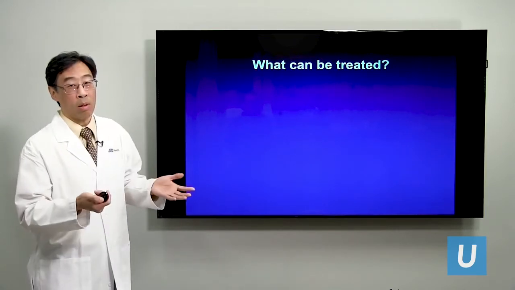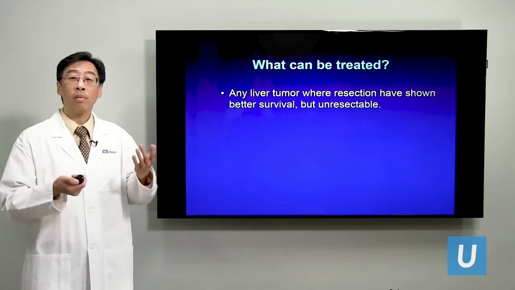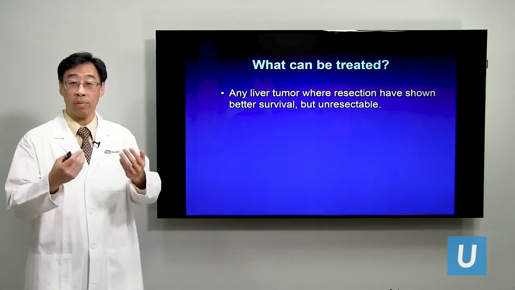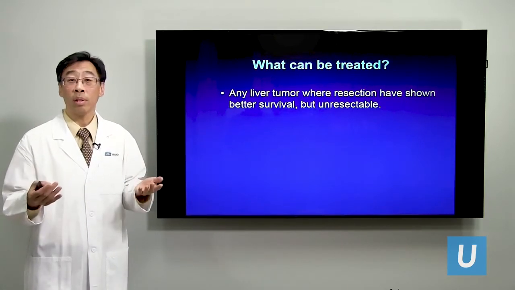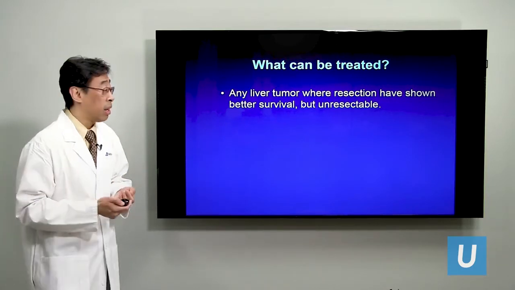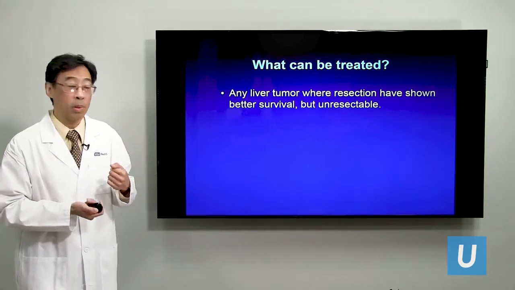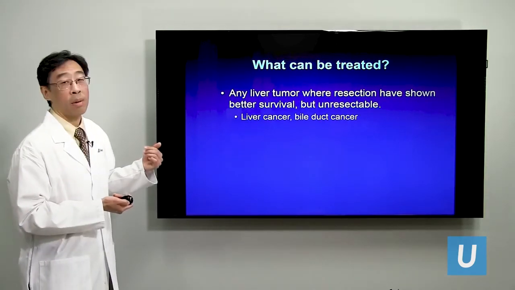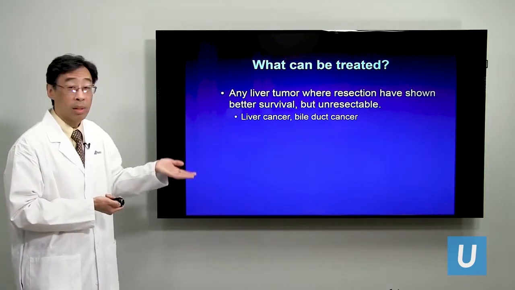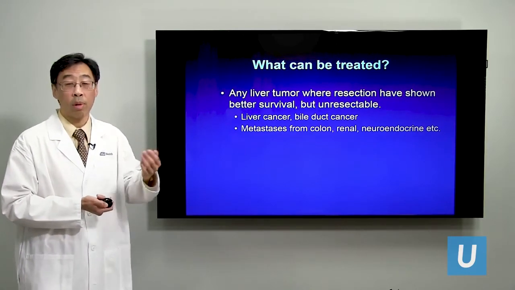So with this technology, what can be treated? In essence, any liver tumor that traditionally can be surgically removed and benefit the patient, if for whatever reason it cannot be removed due to medical reasons or other reasons, then we can do this therapy without having to go through open surgery. And the prototype and the most common scenario is the primary liver cancer or bile duct cancer or any metastatic tumors from other primaries.